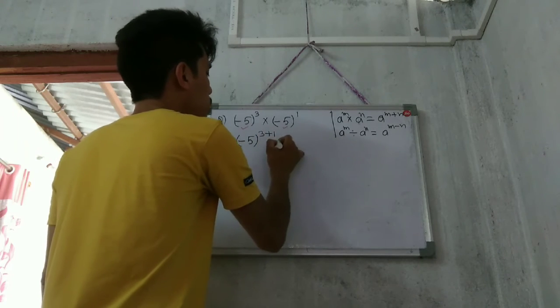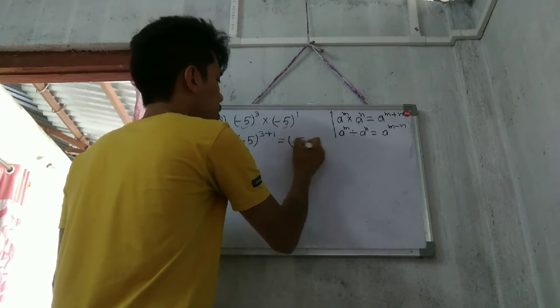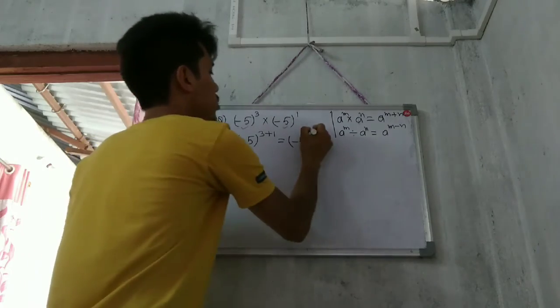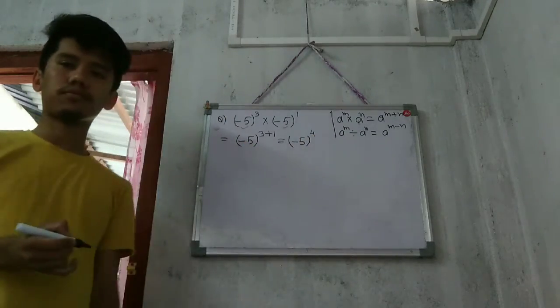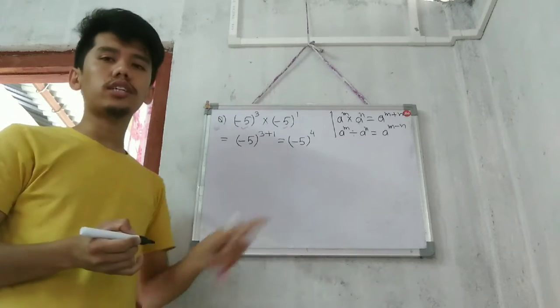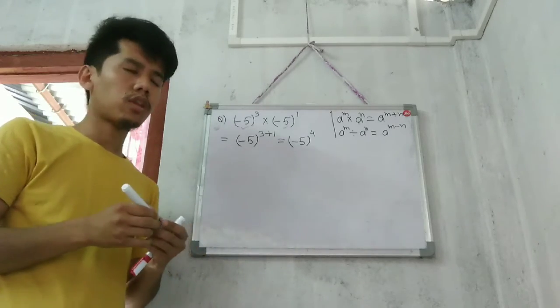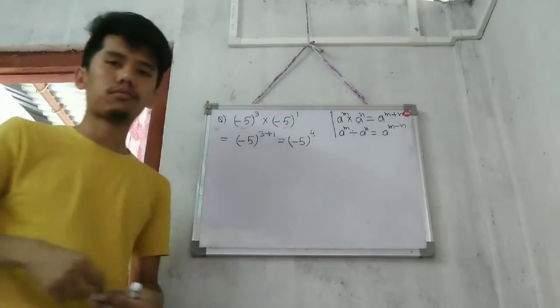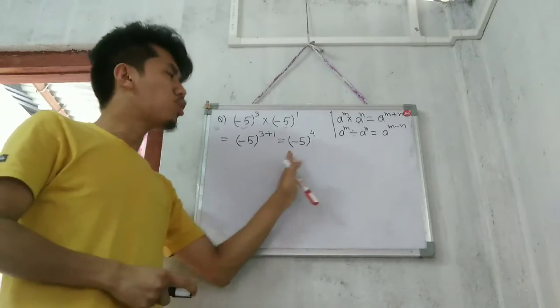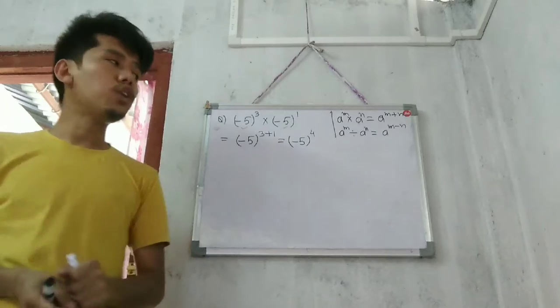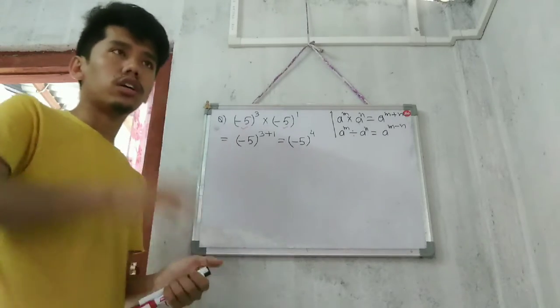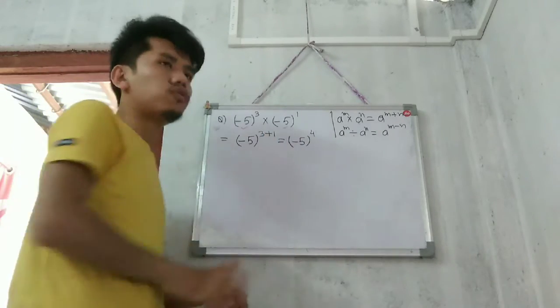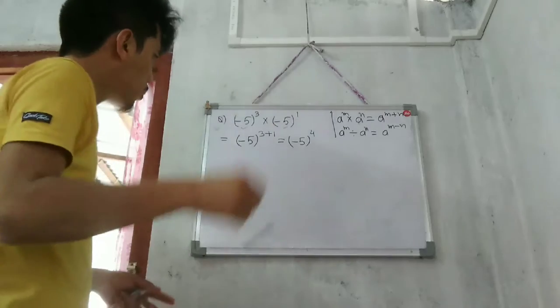So it is equal to minus 5 to the power 3 plus 1, which is 4. So this is a simple solution. If we simplify, then we have to find this value also, but now I am not going to find the values. I am just going to tell you how to use this formula. Let me give you one more example.